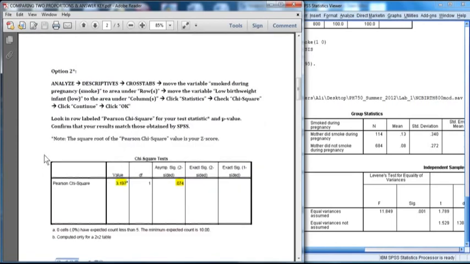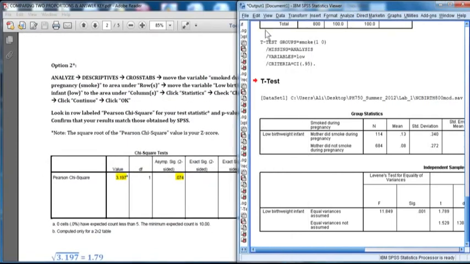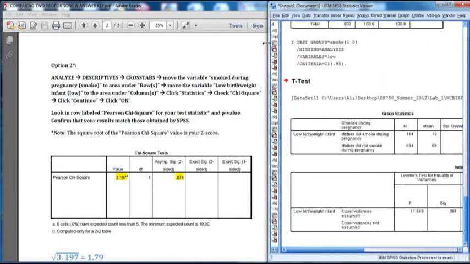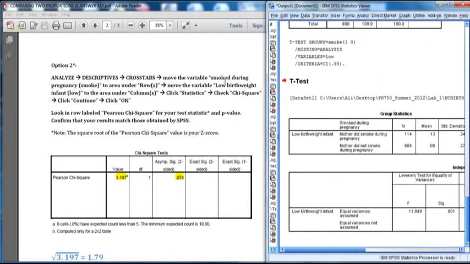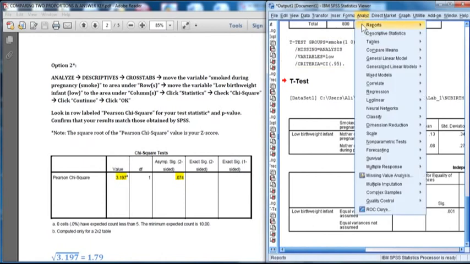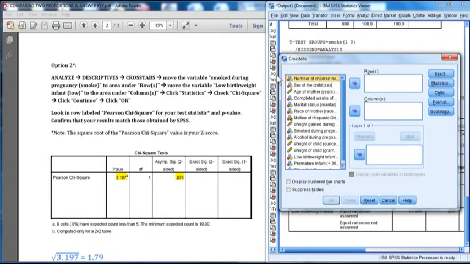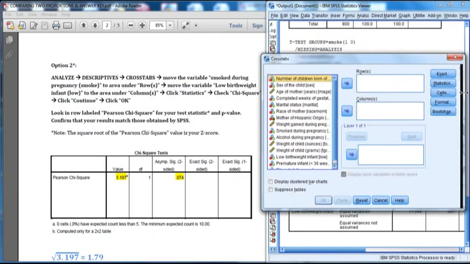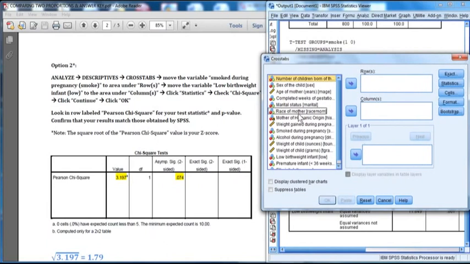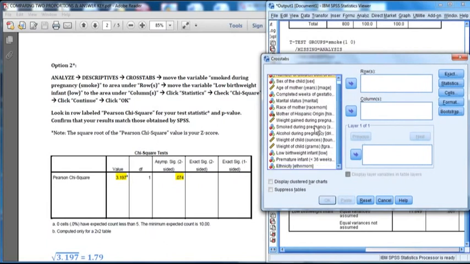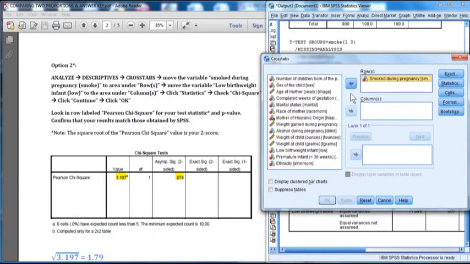Next, we'll learn how to conduct the same analysis via the chi-squared test. We'll learn much more about chi-squared later on. But to do that, we're going to go to our Analyze, Descriptives, Crosstabs. Now, it doesn't really matter which is in your row and column, but we're going to move smoke during pregnancy to our row. Typically, the explanatory variable is in the rows, and our outcome or response variable is in the columns, but it doesn't really matter.